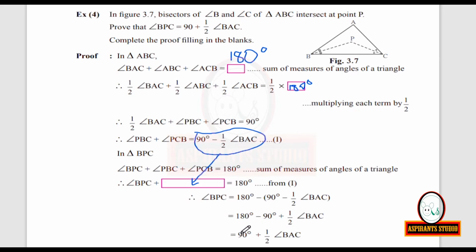Measure of angle BPC is equal to 180 degrees minus 90 degrees plus half into measure of angle BAC. Now, 180 degrees minus 90 degrees will become 90 degrees. Then, the remaining is plus half into measure of angle BAC. Hence, we have proved that measure of angle BPC is equal to 90 degrees plus half of measure of angle BAC. You have to write the final statement like that.